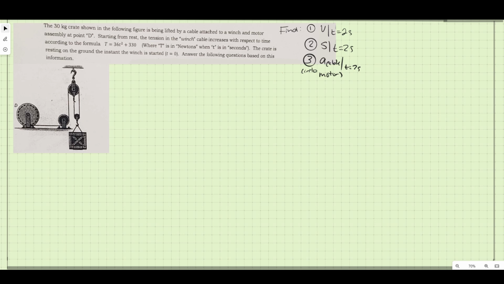Hello and welcome back. So before us, we've got a dynamics problem. The problem states the 30-kilogram crate shown in the following figure is being lifted by a cable attached to a winch and motor assembly at point D.